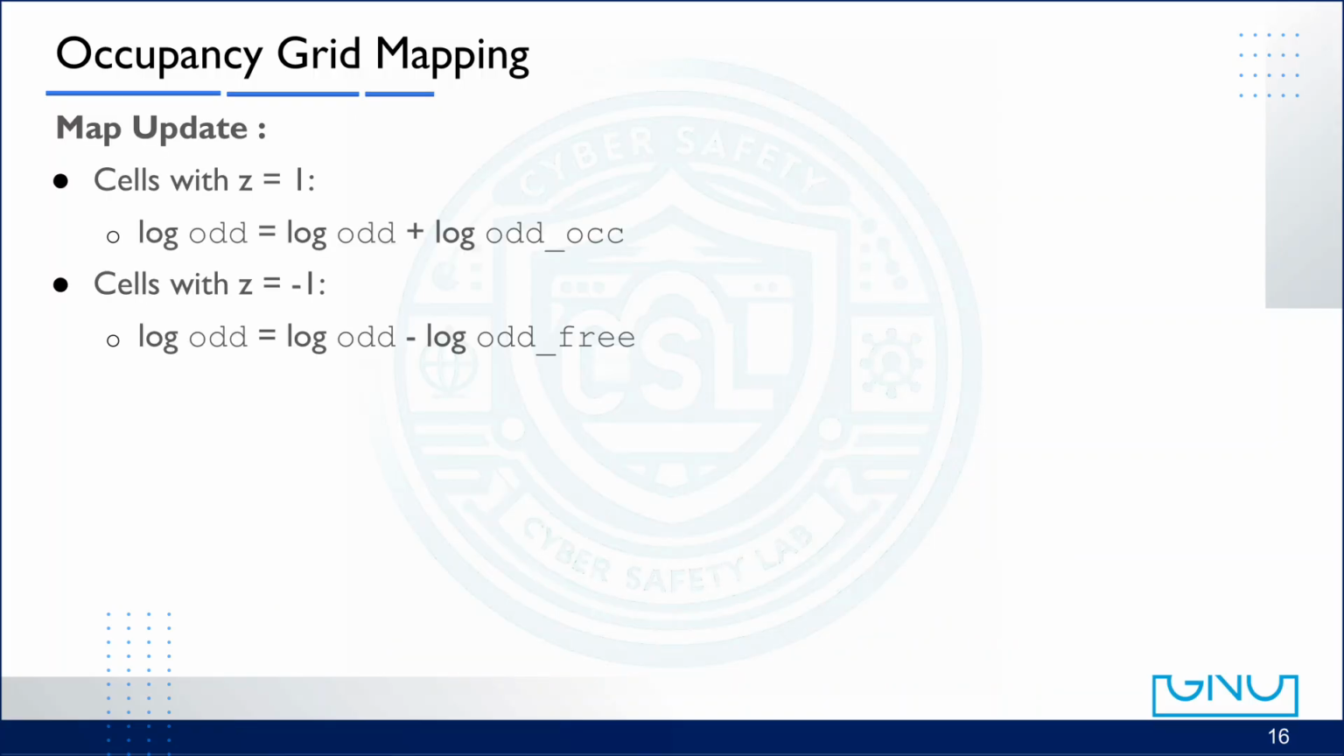Now let's look at how the map is actually updated. For each LiDAR measurement, we update the log odds value of the corresponding cell. If the measurement indicates an obstacle, meaning z equals 1, we increase the log odds by adding the occupied cell constant. If the measurement indicates free space, meaning z equals -1, we decrease the log odds by subtracting the free cell constant. As we repeat this process over time, each cell gradually accumulates evidence about whether it is occupied or free.